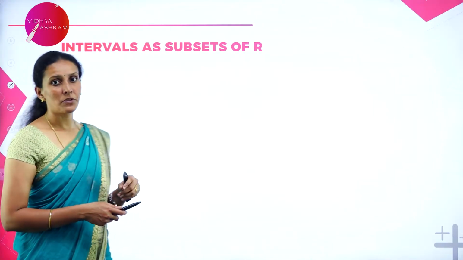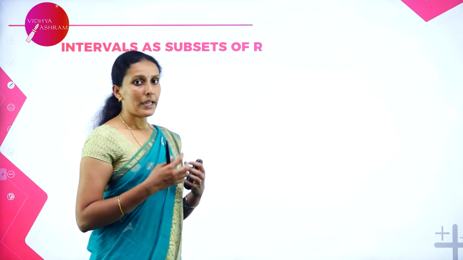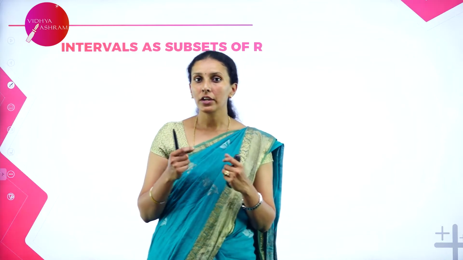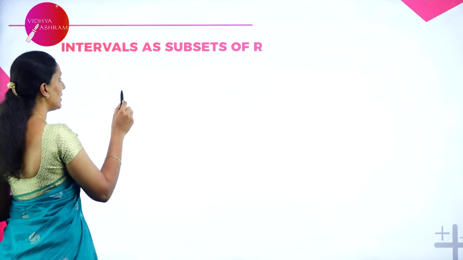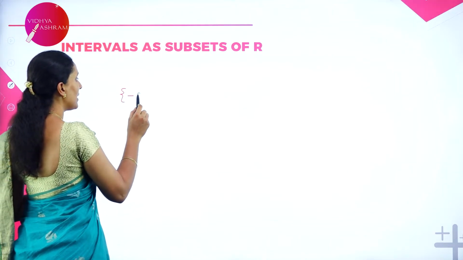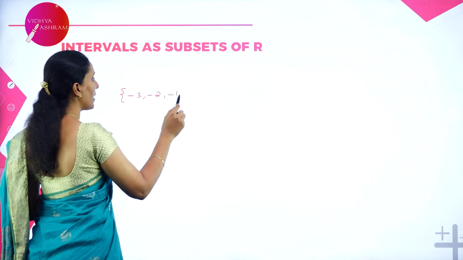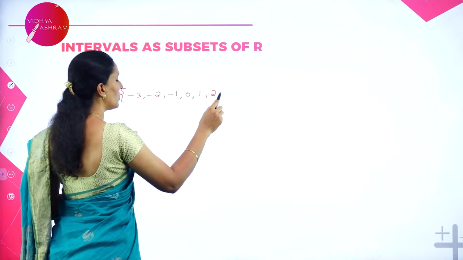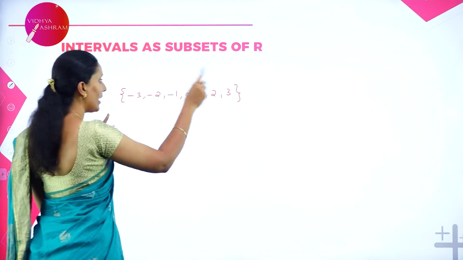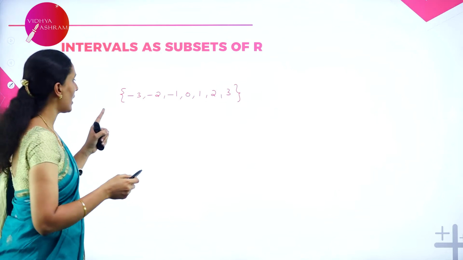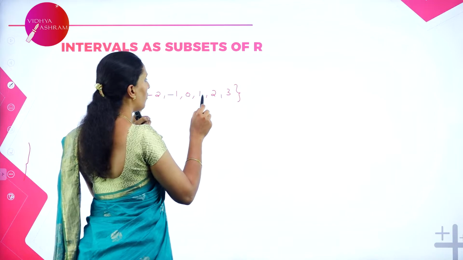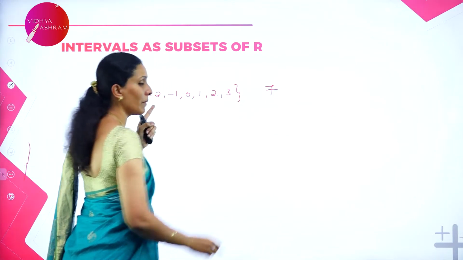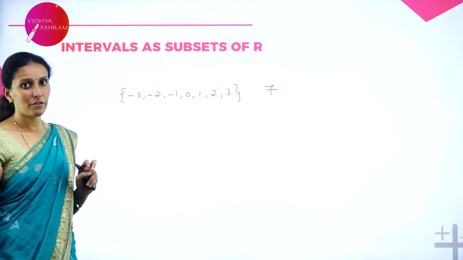Intervals as subsets of R. So, many sets are written in the form of an interval. For example, when I say integer values -3, -2, -1, 0, 1, 2, 3, here I can count how many elements are there inside the set. So, therefore, clearly you can see 1, 2, 3, 4, 5, 6, 7. We have 7 elements inside the set. So, it is a finite set.